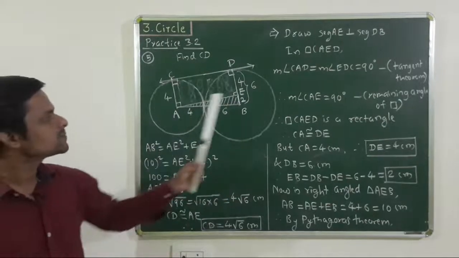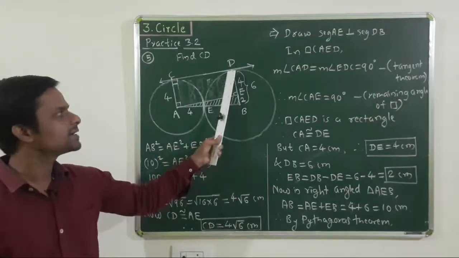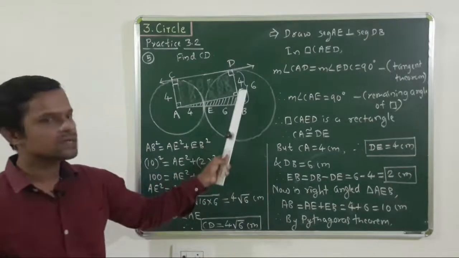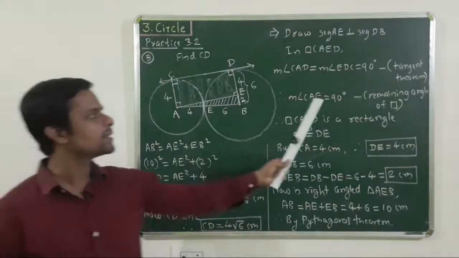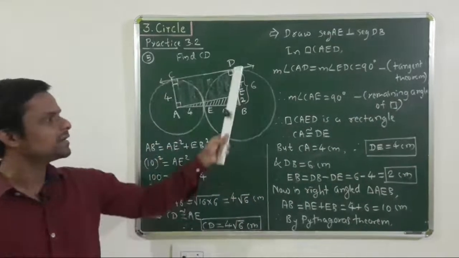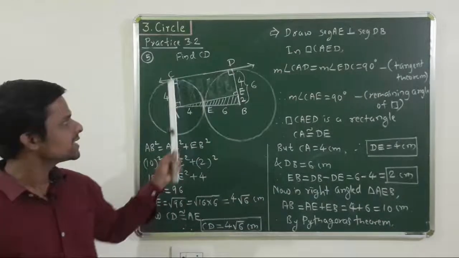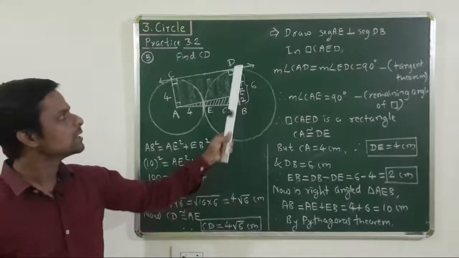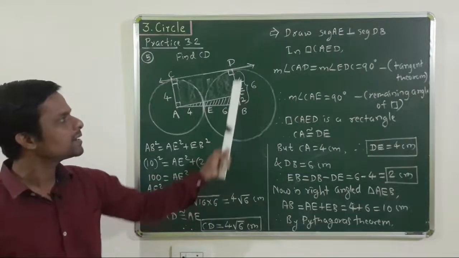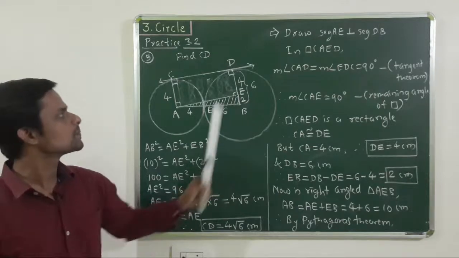Now since AE is perpendicular to DB, this angle is 90 degree. By tangent theorem, this angle is 90 degree. Since this is tangent and radius, three angles are right angles, therefore the fourth angle will be a right angle, that is the remaining angle of the quadrilateral. Hence quadrilateral CAED is a rectangle. Hence CA is congruent to DE, but CA is 4, hence DE is also 4. Now DB is 6 centimeter, therefore EB will be DB minus DE, that is 2. Therefore EB is 2.